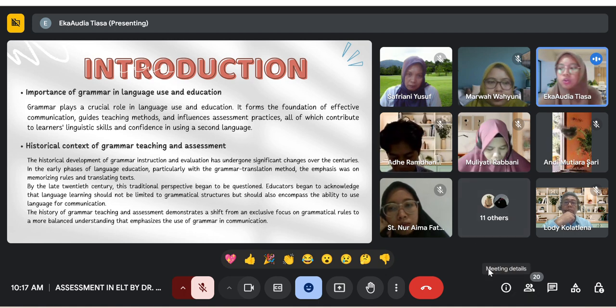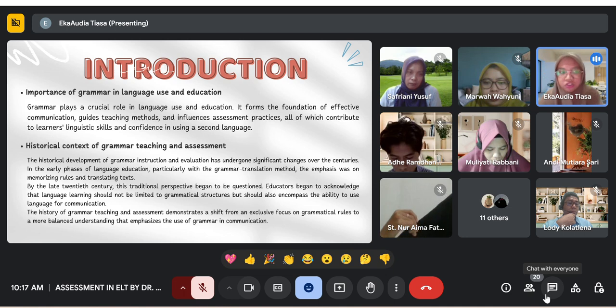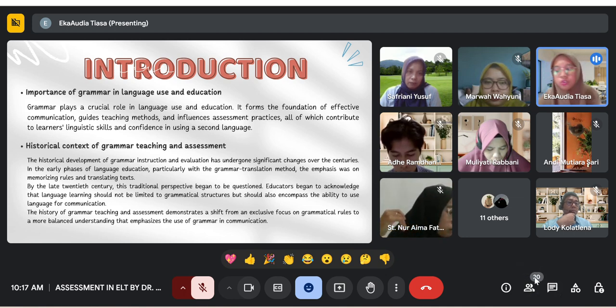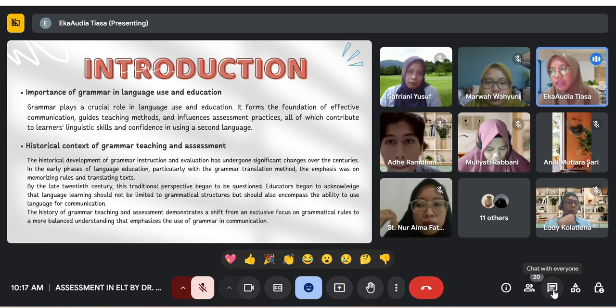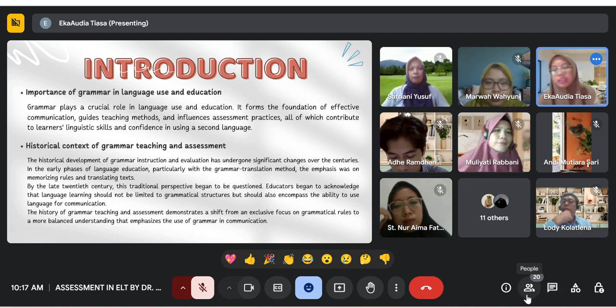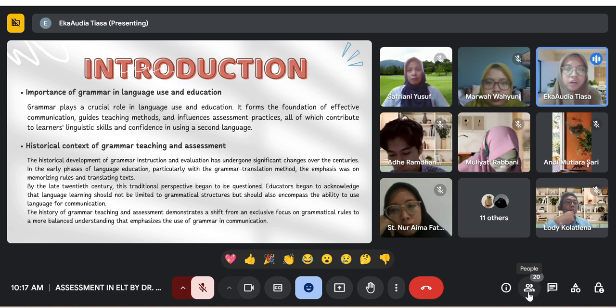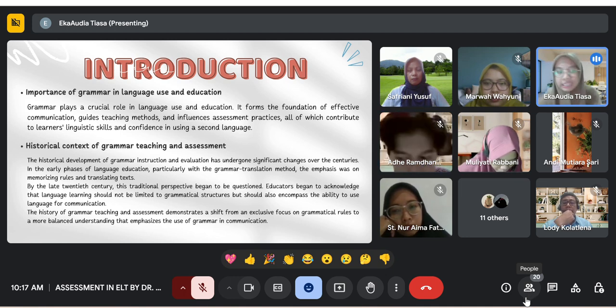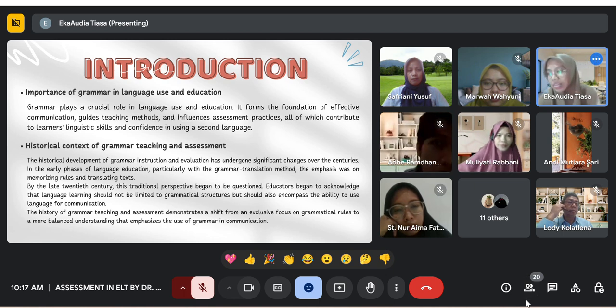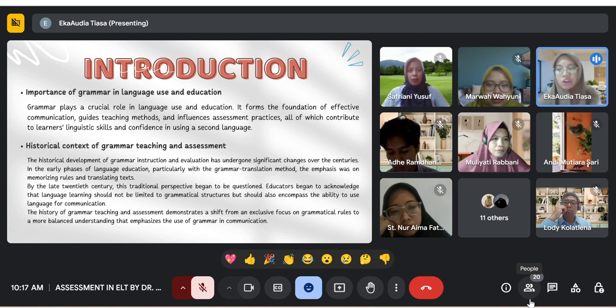However, by the late 20th century, this traditional perspective began to be questioned. Educators began to acknowledge that language learning should not be limited to grammatical structure, but should also encompass the ability to use the language for communication. The history of grammar teaching and assessment demonstrates a shift from an exclusive focus on grammatical rules to a more balanced understanding that encompasses the use of grammar in communication.